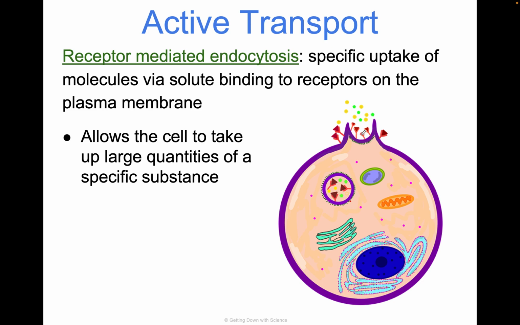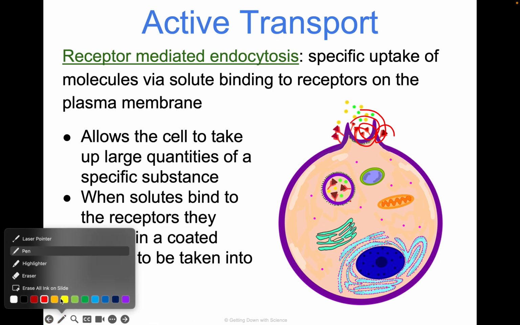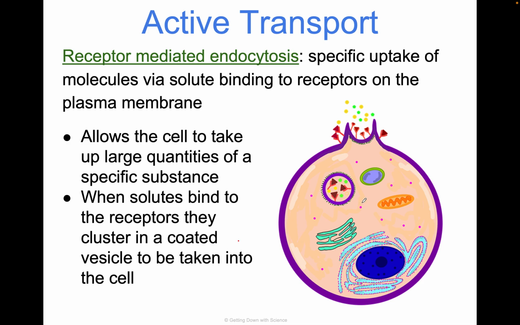So if we're looking for just calcium, we can have it come and bind to these receptor-mediated channels. When the solute binds to the receptor, they'll cluster in a coated vesicle. And again, the coat is there to protect it, to make sure that it gets to where it's supposed to go and it's not just eaten up by these lysosomes. And then it's taken into the cell and does whatever it needs to do.